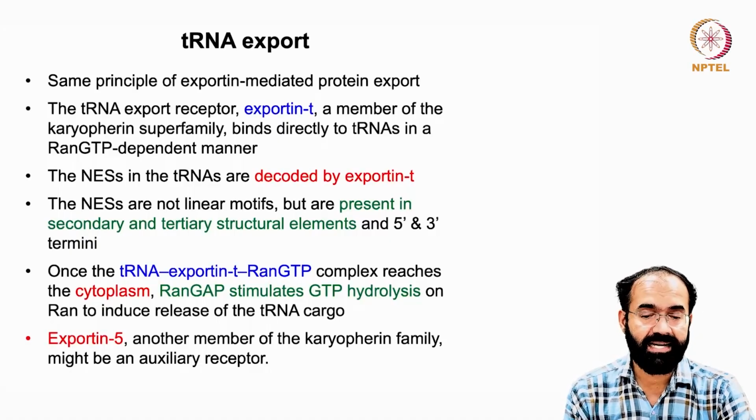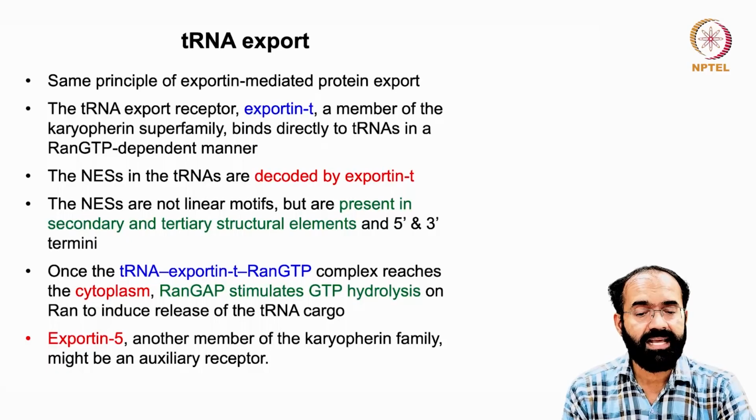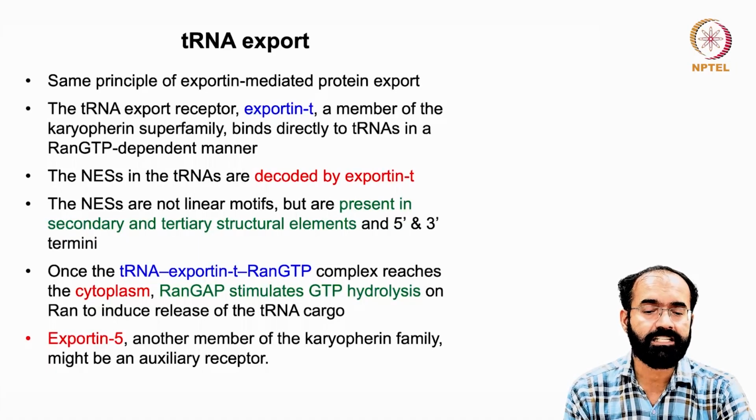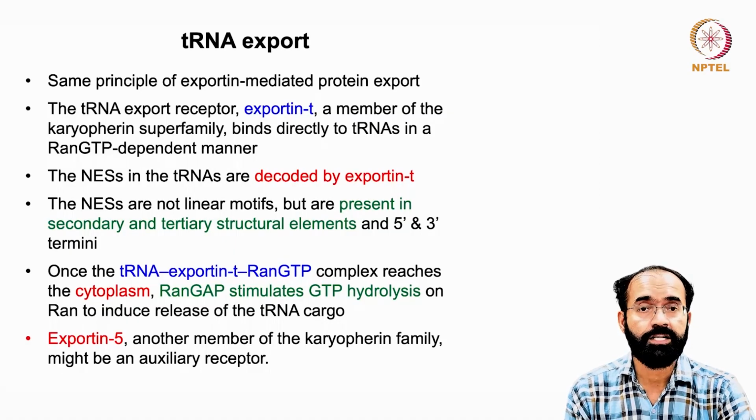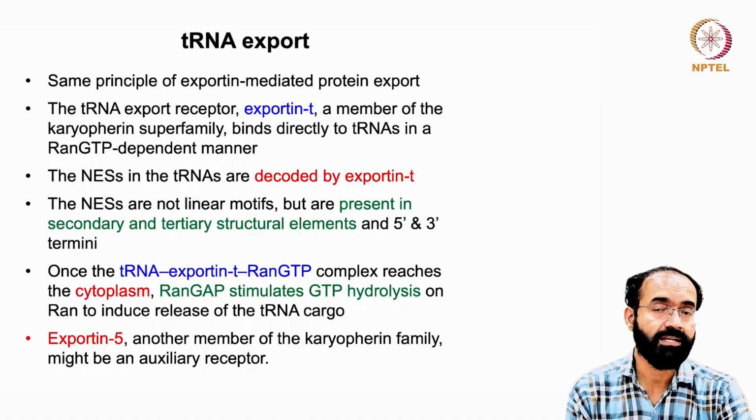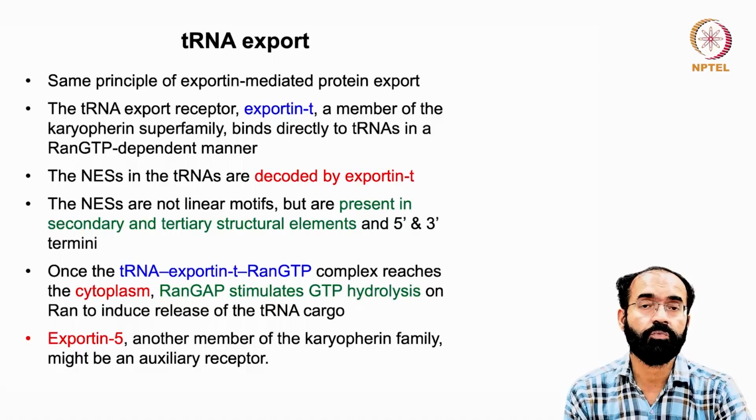Let us see tRNA export first. It has the same principle of exportin mediated protein export that we saw earlier. The tRNA export receptor, exportin T, is a member of the karyopherin superfamily. It binds directly to the tRNA in a RAN-GTP dependent manner. We will not go into the details of RAN-GTP. We know that RAN-GTP provides the phosphate to the karyopherin for the release of the cargo in the cytoplasm. Otherwise, in the cytoplasm it would also hold the cargo, and we don't want that.